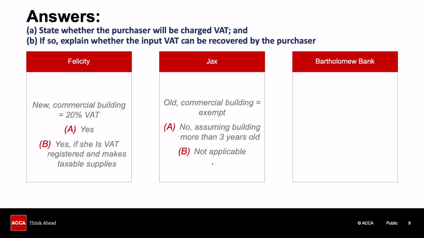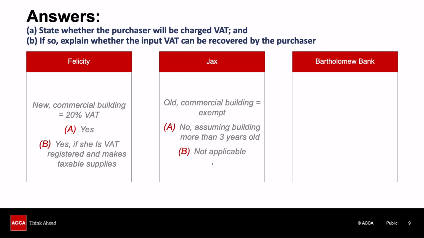What about Jax? Jax had bought a second-hand warehouse to use for manufacturing air conditioning units. Sounds like they're making taxable supplies, but would VAT be charged in the first place on the supply of this warehouse? Well, it rather depends on how old this second-hand warehouse is. Remember, our default position is the supply of land and buildings is exempt from VAT, and the exception that could be relevant here is the one where we charge standard rated VAT on the sale of new commercial buildings.